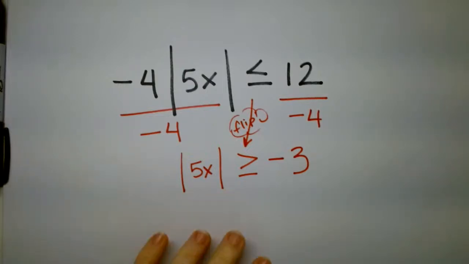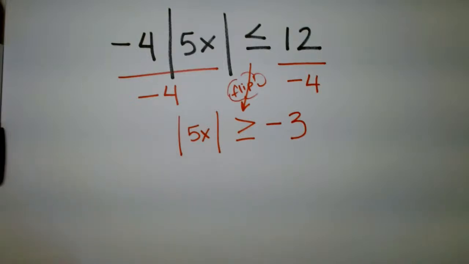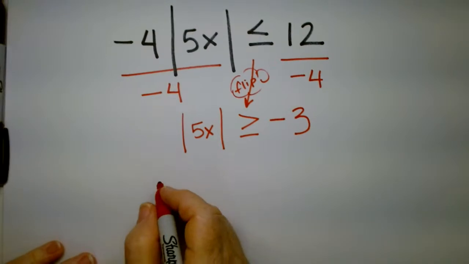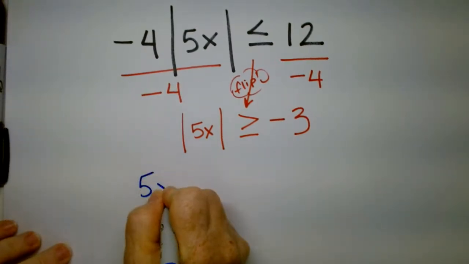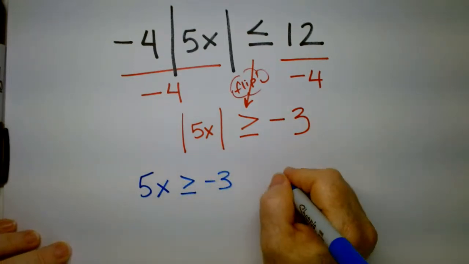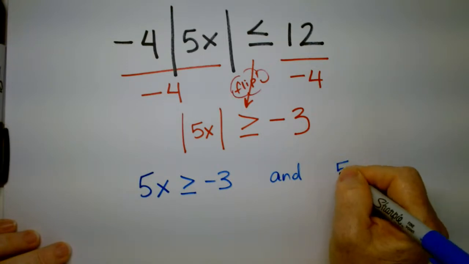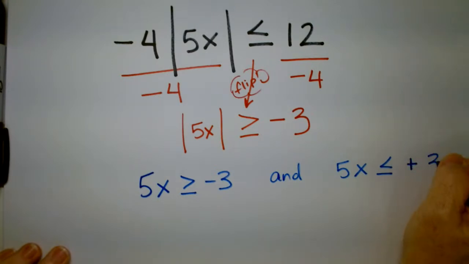Okay, so can 5x be greater than or equal to negative 3? Sure. Yeah, the absolute value can be greater than or equal to negative 3. Yep. So what does that mean? That means we have, let's take the bars off. We have 5x is greater than or equal to negative 3. You just rewrite it. And we also have 5x is less than or equal to, and then what do we have here? Positive 3.